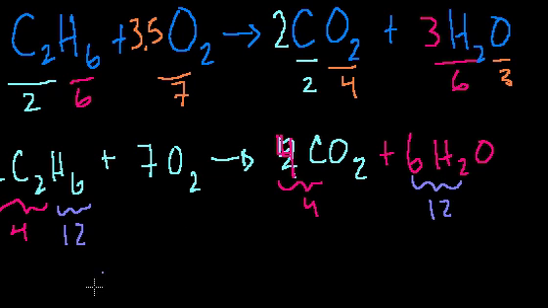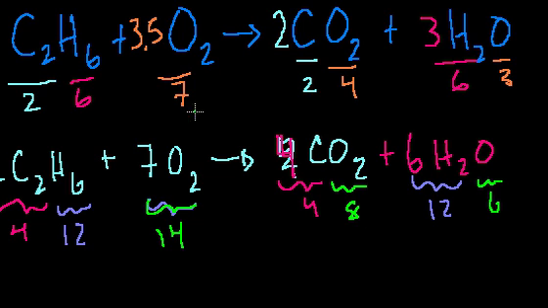How much oxygen do I have? Let me do a different color. I have 14 oxygens here. And here I have 8 oxygens. And here I have 6 times 1. I have 6 oxygens. So 6 plus 8 is 14. So my equation has been balanced.